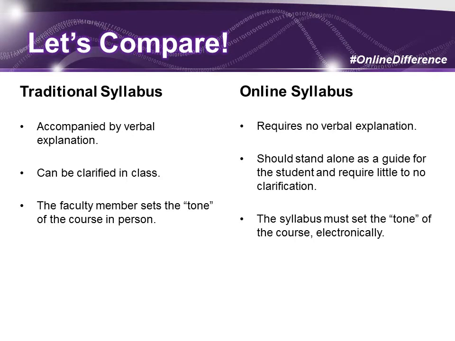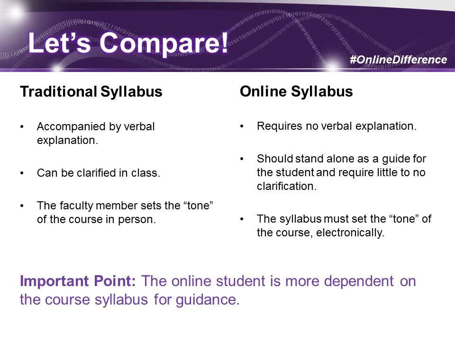So the important point is the online student is more dependent on the course syllabus for guidance. So you have to make sure that our course syllabi are more detailed, more direct to the point, and really almost overboard in terms of explanation so that there is less confusion from the student. So our next topic, what to include: what elements and policies should be included in an online course syllabus?